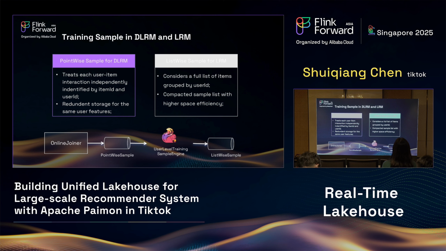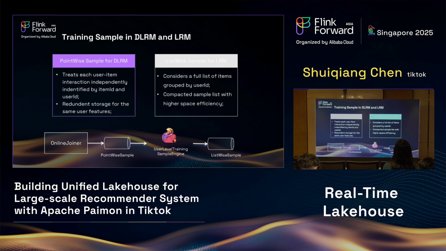However, in the large recommendation model paradigm, the list-wise sample considers a full list of items grouped by user ID. The compacted sample list will also bring higher storage efficiency during the training runtime. So we developed a user-level training sample engine to transform the point-wise samples into list-wise samples for the large recommendation model training. And it's a Flink streaming job.